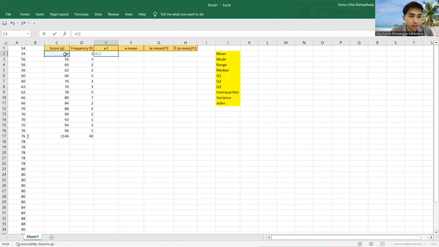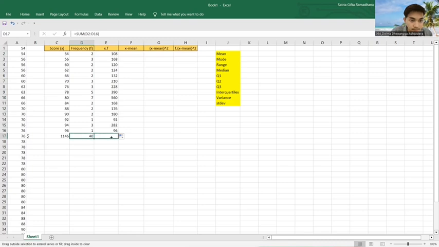and then multiply, like this symbol, and then click in the first frequency. Enter, and then do like this, and do like this. So we already have the score multiply frequency and also the sum of score multiply frequency. So next we have to find x minus mean.